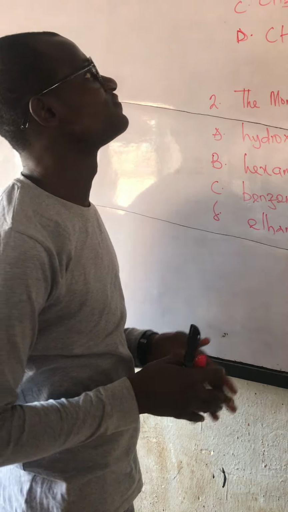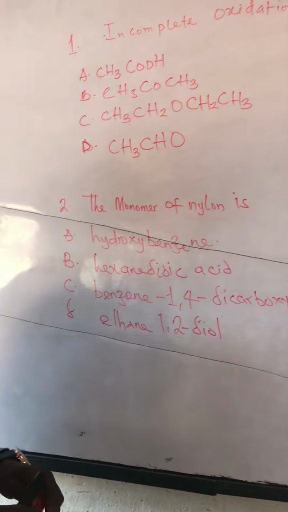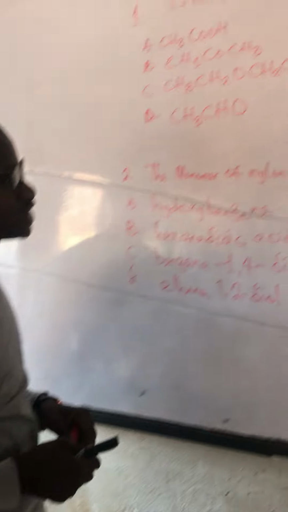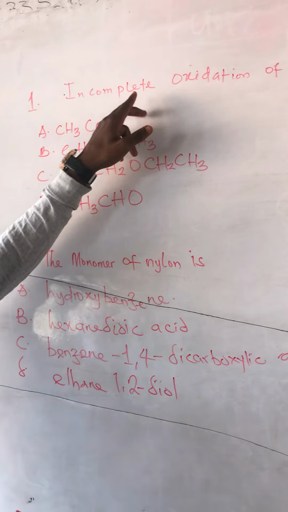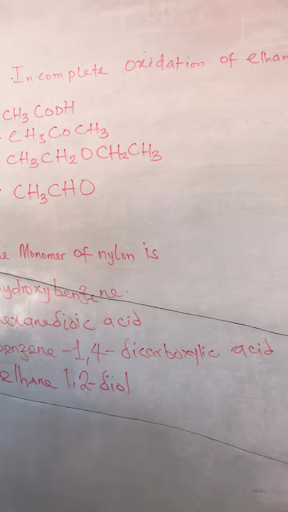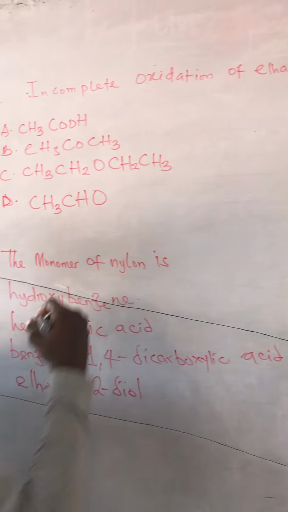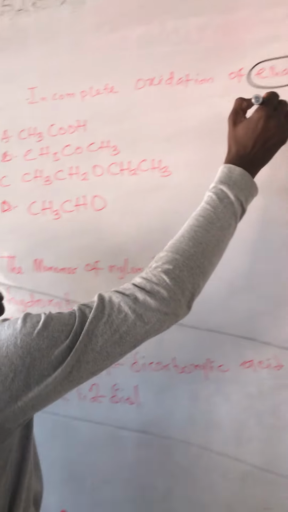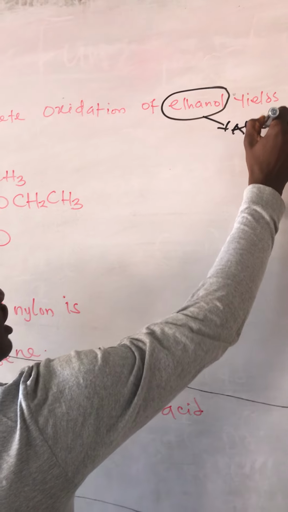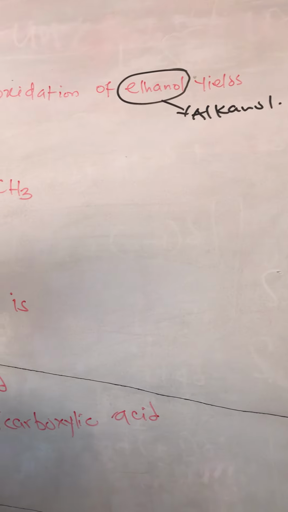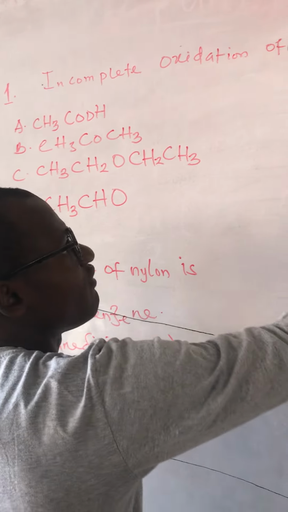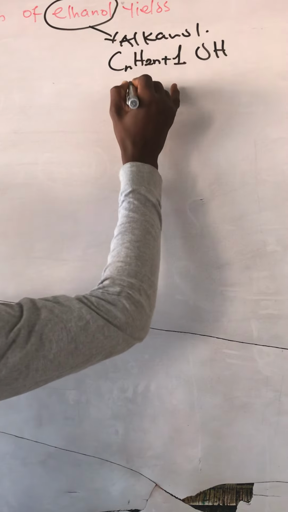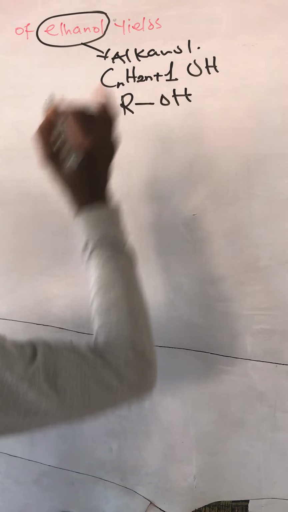Good morning, Oxa. This morning, based on the question posted yesterday, we solve under organic chemistry. Question number one: the incomplete oxidation of ethanol yields what? The first thing we need to take note of is what ethanol itself is. Ethanol is from the family of the alkanol, and the alkanols have a general molecular formula of CnH2n+1OH, or ROH.